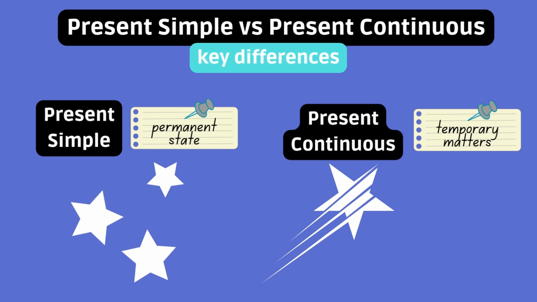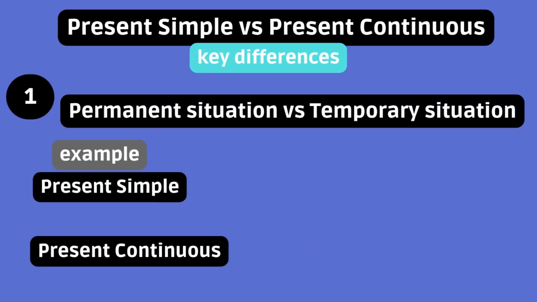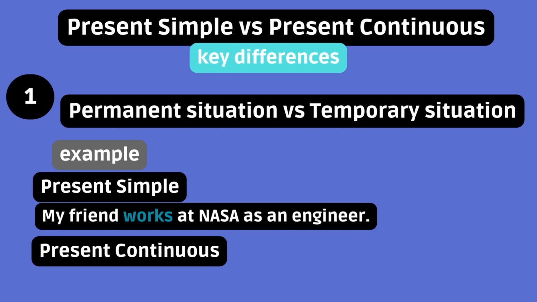Okay, enough with the analogy. Let's look at concrete examples. Permanent situation versus temporary situation. My friend works at NASA as an engineer. This situation is permanent for at least several years. The friend has got seniority and his position is not tied to a particular moment in time.